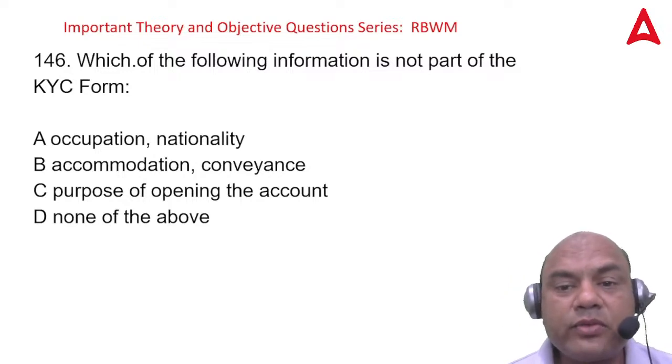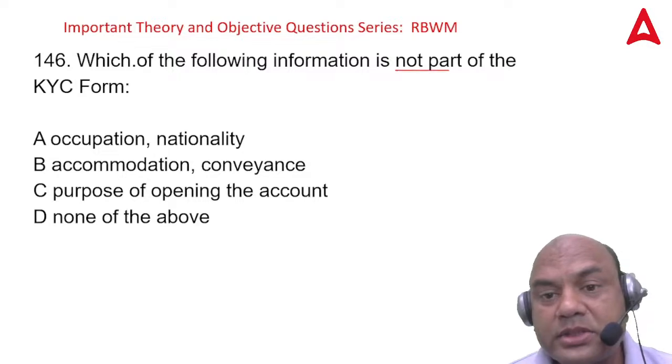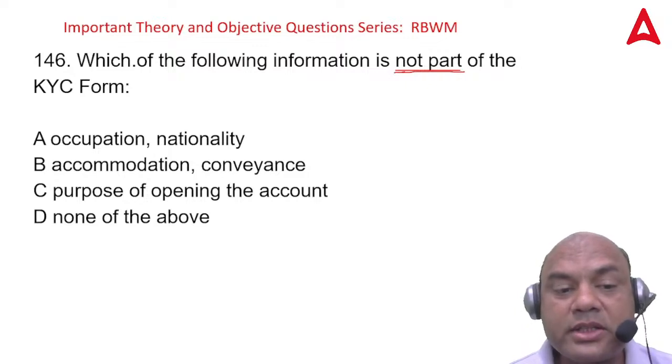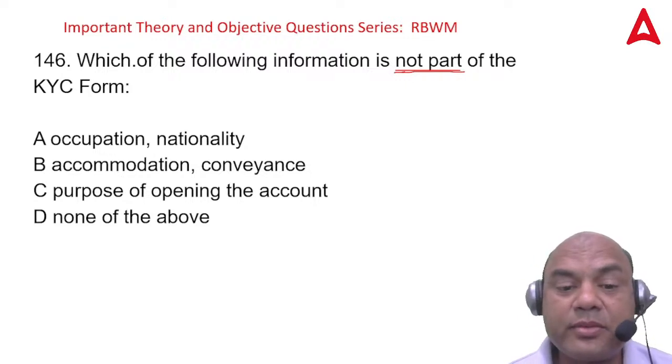Which of the following information is not the part of KYC form? Not. Which of them is not the part of KYC form? Occupation, nationality, accommodation, conveyance, purpose of opening the account, and none of the above. So which of them is not the part? Now this is what you think. Which of them is not the part?